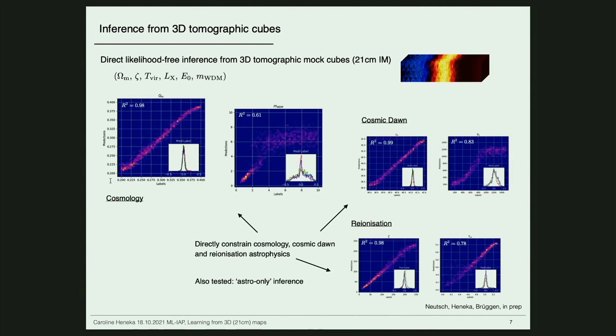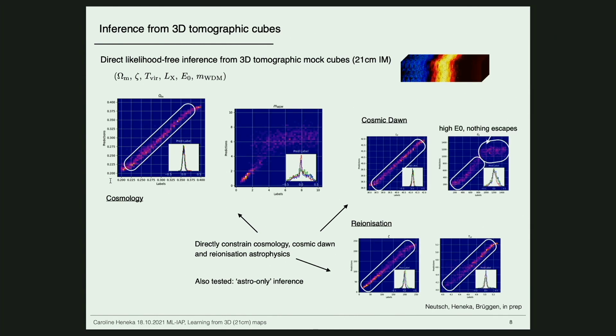So looking at the parameter recovery for this type of network, I have plotted here the scatter between the true labels down here and the predictions for a bunch of parameters. And we can see that we can recover jointly cosmological, cosmic dawn, and reionisation parameters quite well. We have a low scatter, and we basically don't have any bias, which is good.